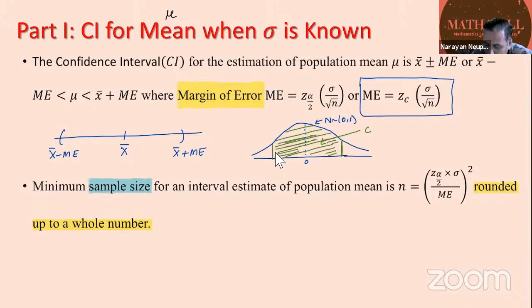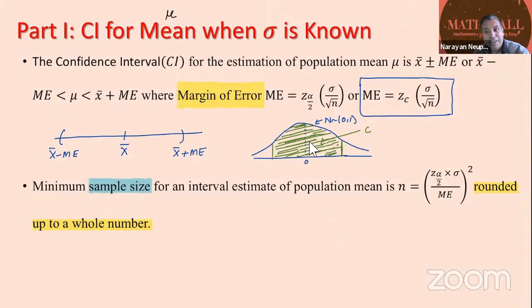So C can be represented in a standard normal curve like this. C is the area, the middle area. Now if C is the area in the middle, how much area is remaining on the tail? Any idea? Who can tell me? The remaining area is alpha, right? Because when you add C and alpha, that's equal to 1.